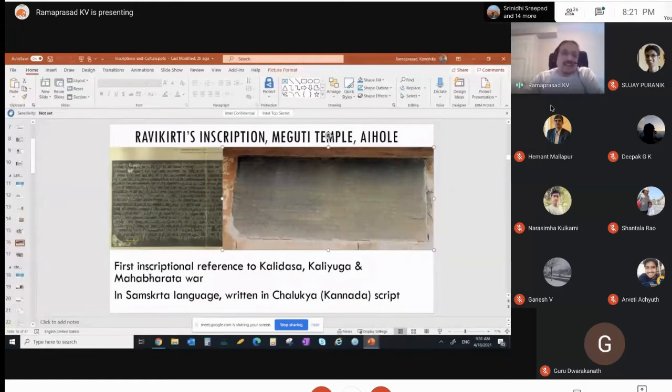So in here he says, Saha Vijayetu Ravikirti Kalidasa Bharavikirti. Ravikirti is the writer of the inscription, and he says he's as great a poet as Kalidasa and Bharavi. And normally all inscriptions will tell the Shaka era, in specific Shaka era.